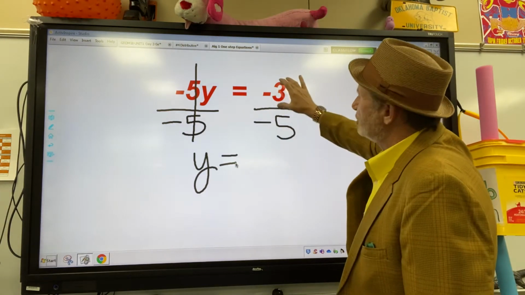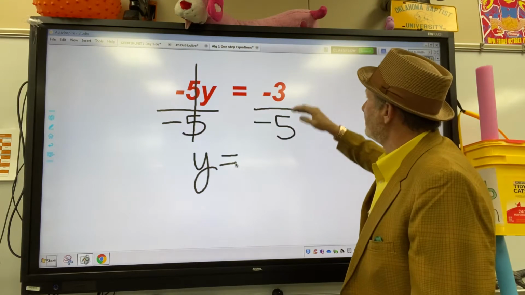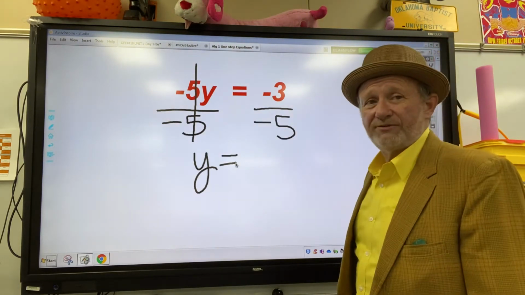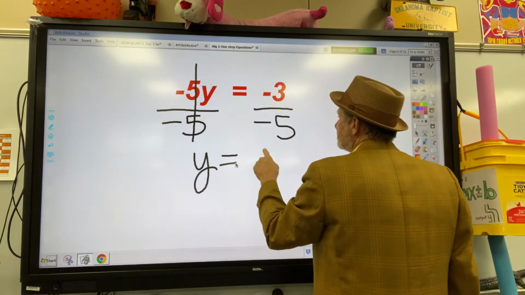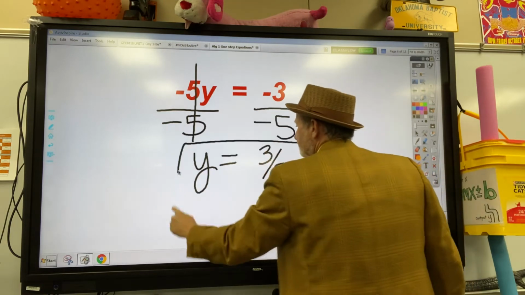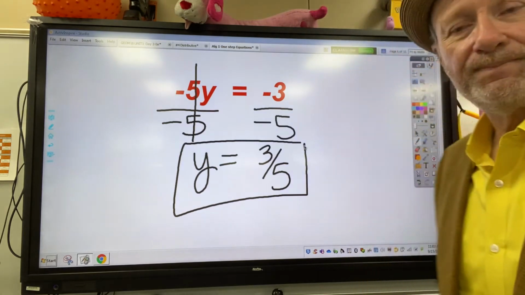So negative into a negative is a positive, so my answer is going to be positive. And 5 and 3, well, can I reduce that? Is there a number that'll go into 3 and 5? No, there's not. So I just bring it down. Negative into a negative is a positive, so I get positive 3/5. Box around your final answer. Boom, bada, bing. All right?